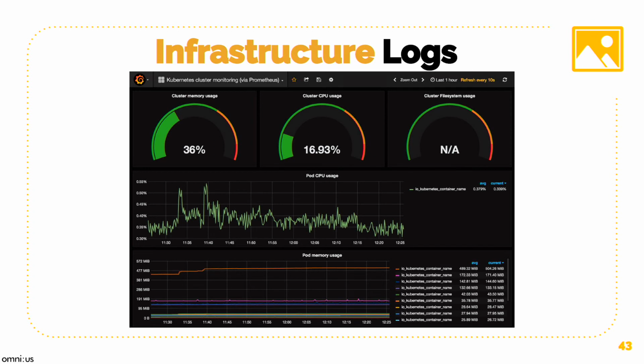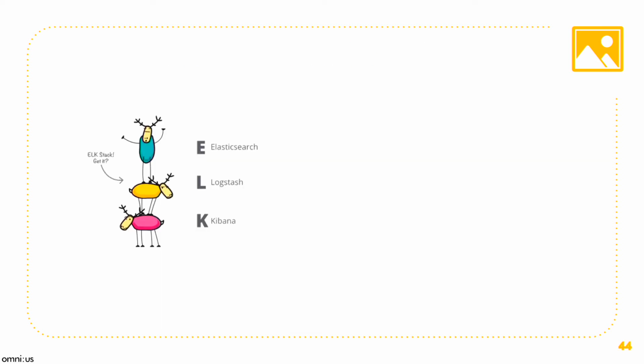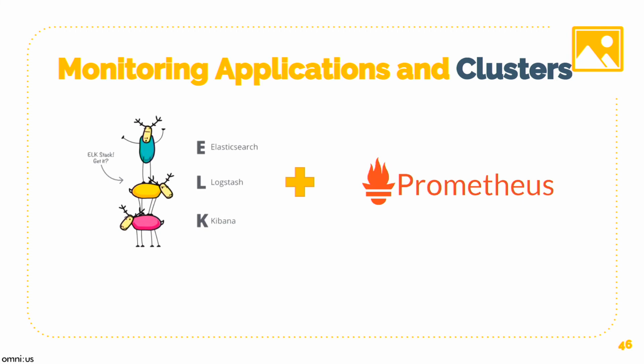This is what the infrastructure logs look like. We know that our cluster is being used for 36%, what our pods are running, and how our entire cluster is behaving at any given point in time. So we have ELK, we have Prometheus, and we're using this to monitor our applications and clusters.